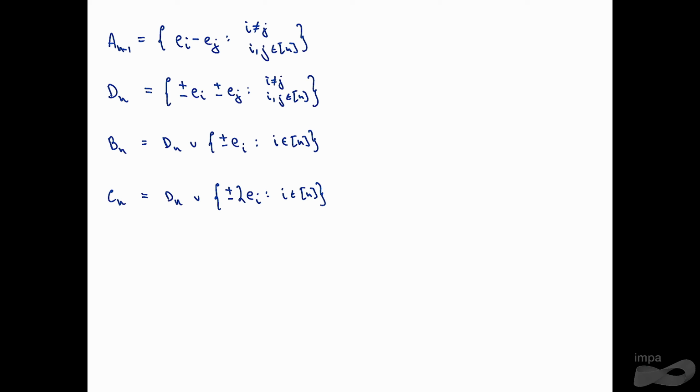A, D, B, C, again, they are families of vectors. I recall the e_i are basis vectors in R^n. One of the possible representations of these root systems is like that. These are some families of vectors in R^n. And classical tournaments correspond to A.